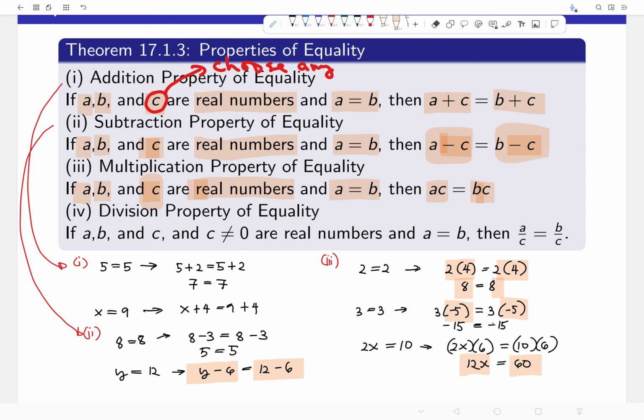That is the multiplication property of equality. Now for the division: if a, b, and c are real numbers, and take note that c must not be equal to 0, and assume also that a and b are equal, then a over c, or a divided by c, will be equal to b divided by c.